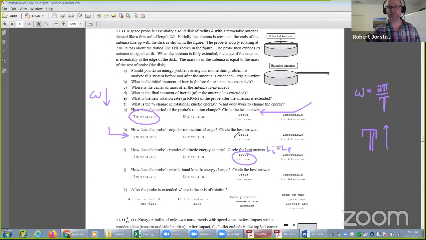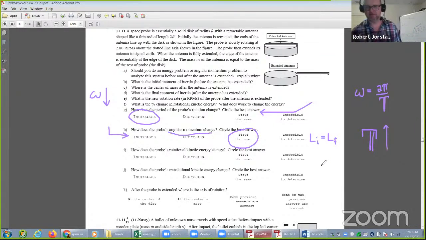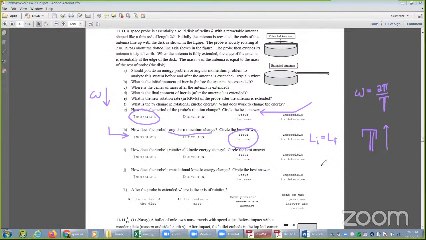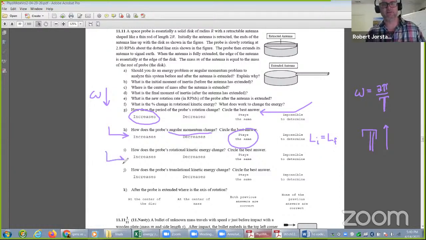Oh wait, I wrote on the wrong one. I read the wrong line. Sorry. Give me a sec. This one stays the same. There we go. That's angular momentum. Isn't that how we started this problem? Just saying L initial equals L final. Make sense? Yeah. So now, how about the rotational kinetic energy, Gonzalo?